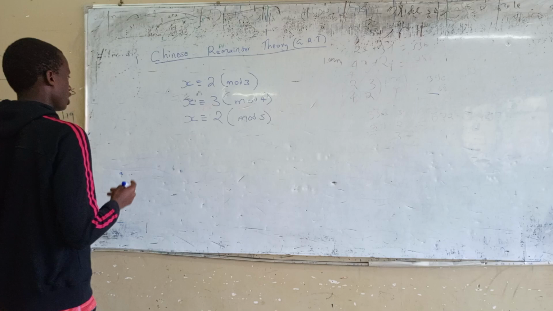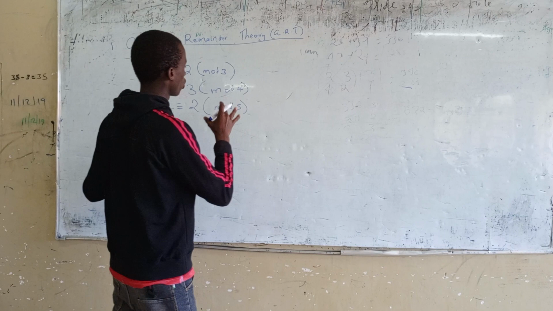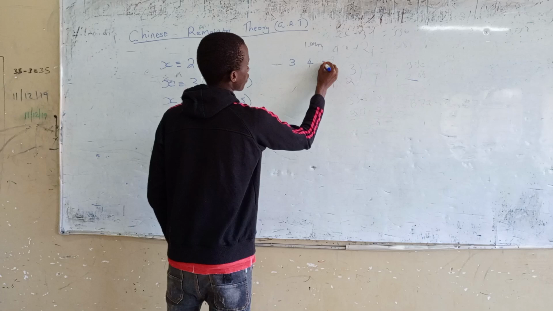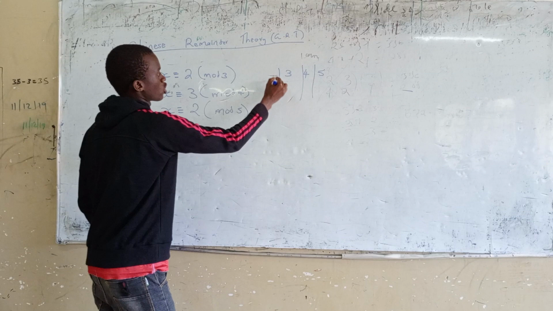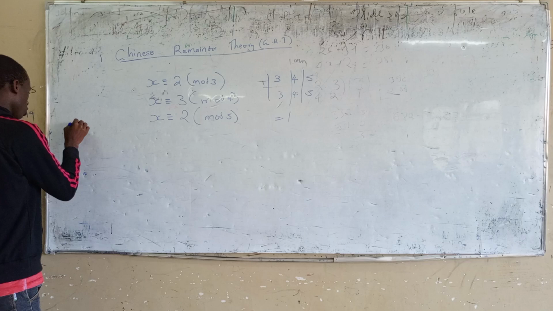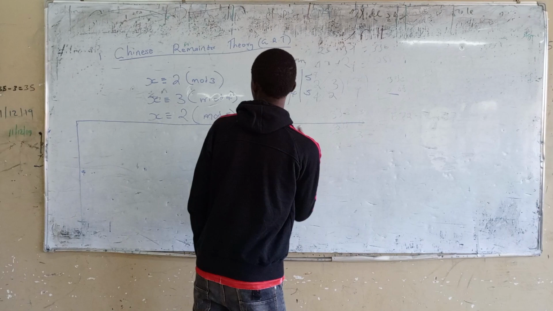As I said earlier, when you want to make sure that the Chinese Remainder Theorem works in this system of congruences, you try to find the GCD of the moduli 3, 4, and 5. You will find that it's only 1 that appears here, meaning the GCD is 1, meaning the Chinese Remainder Theorem will work. So we come up with a simple table to find the digits that we don't have.